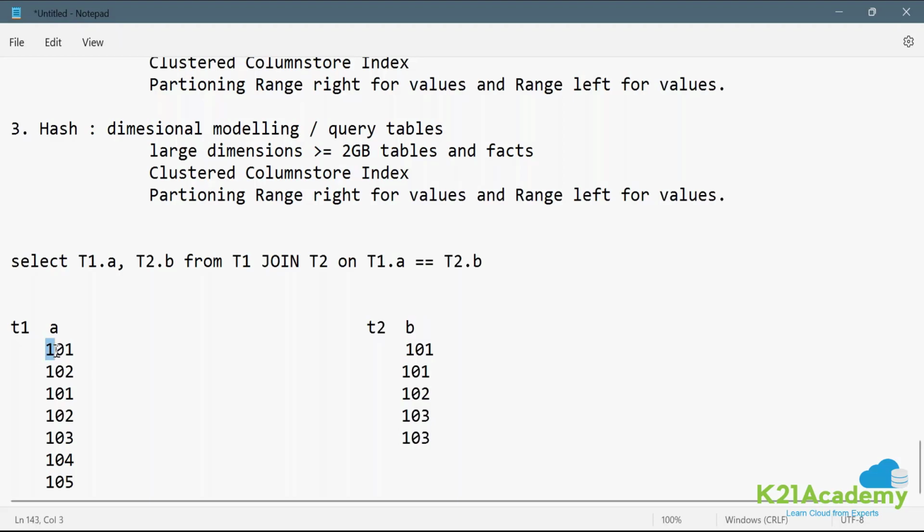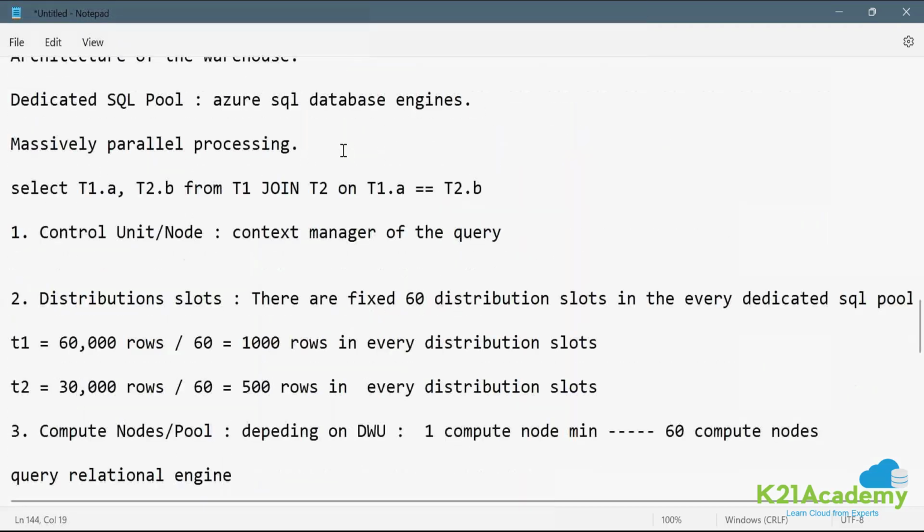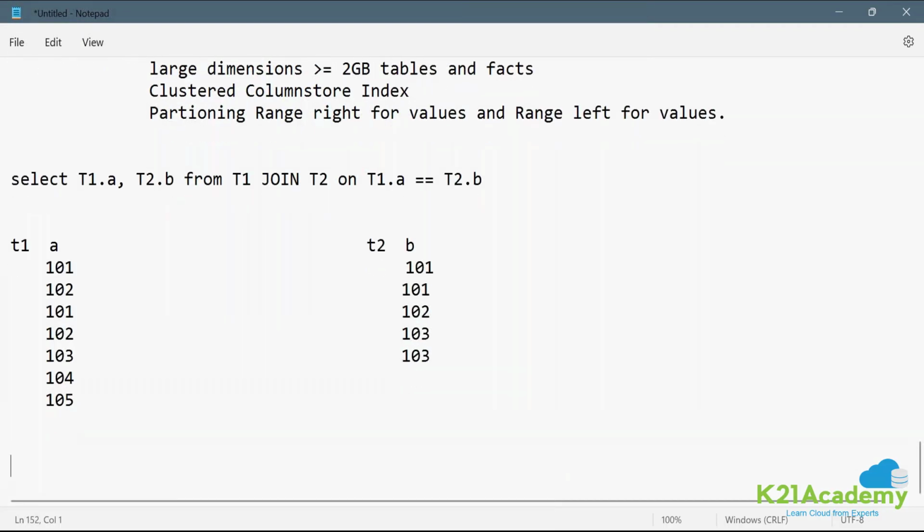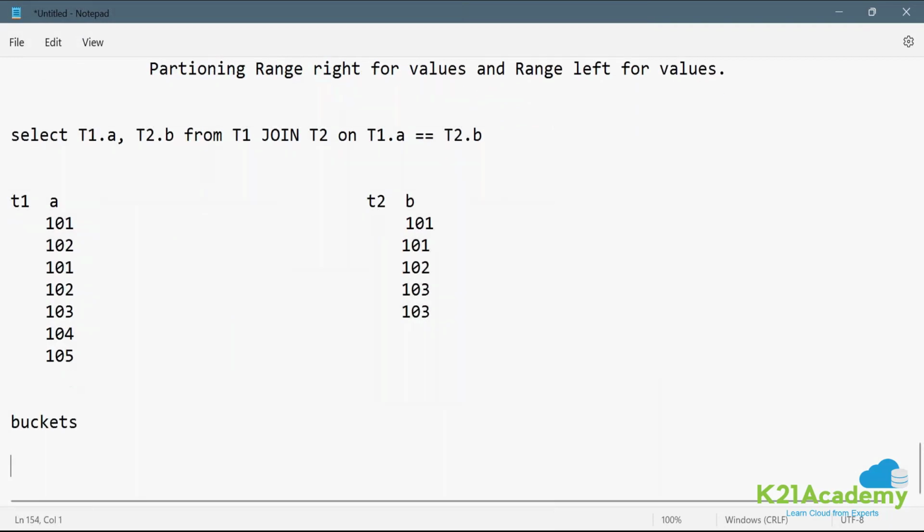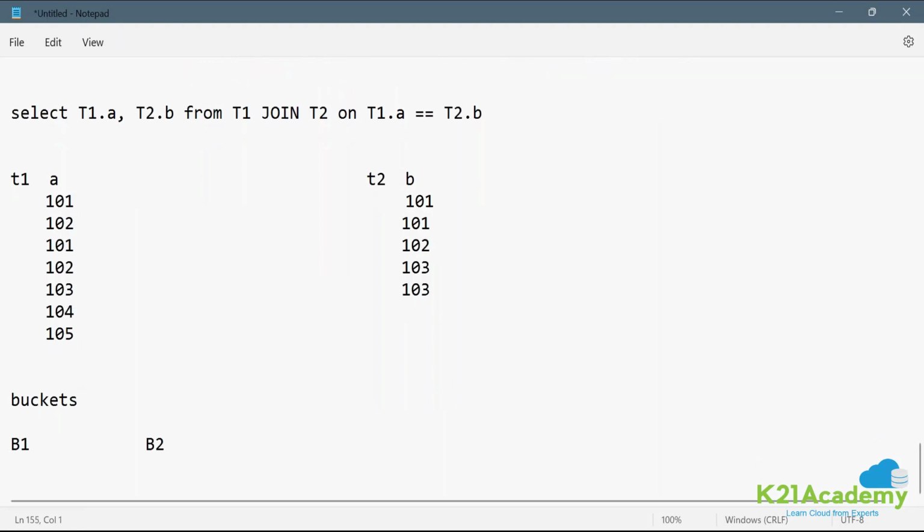Would I not wish that all the rows that have the same value from both the tables are put in the same buckets? 60 buckets are there. Let us take a simple example of just two buckets, bucket B1 and bucket B2. Calculate the hashes. Let's say the hash of this comes out to be capital A, and this hash would also be capital A, and this, and this.